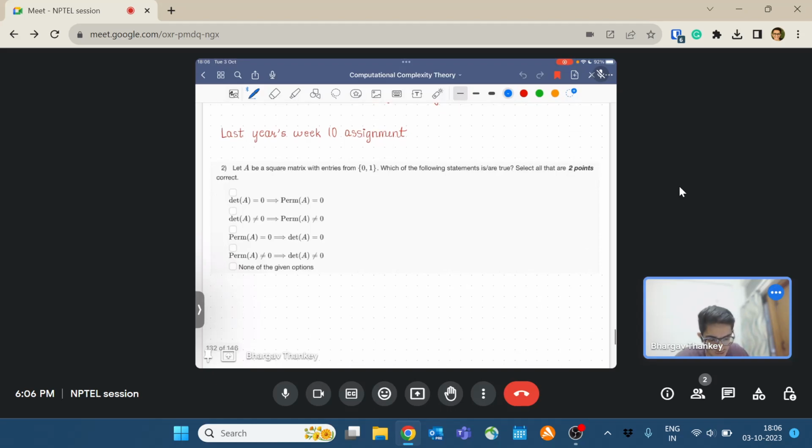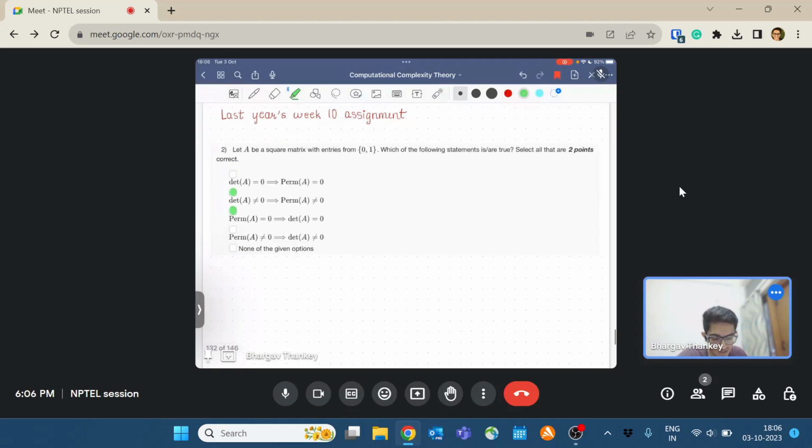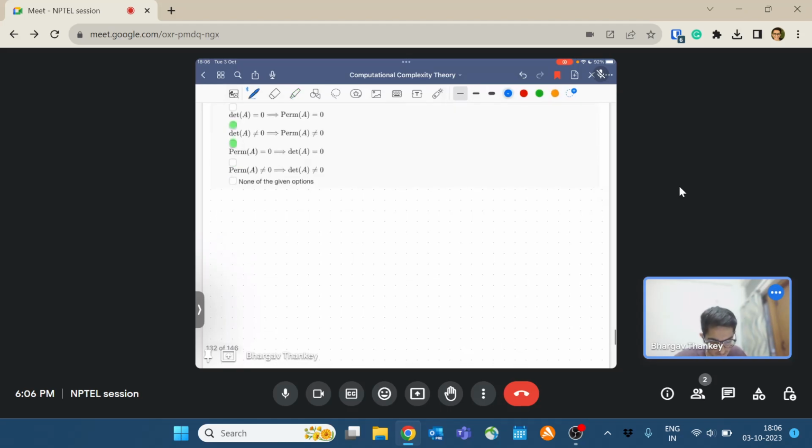So the answer to this problem is B and C. First note that if we prove that any one of B or C is correct, then the other would be automatically correct because they are contrapositives of one another, right? So let's prove that B is correct.